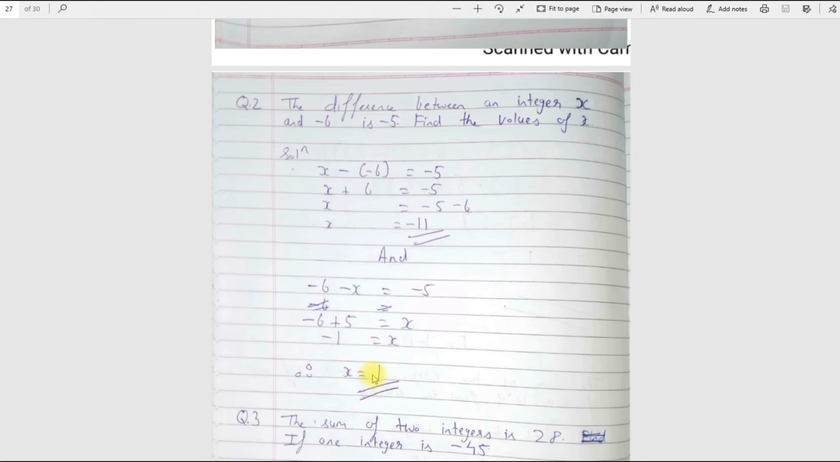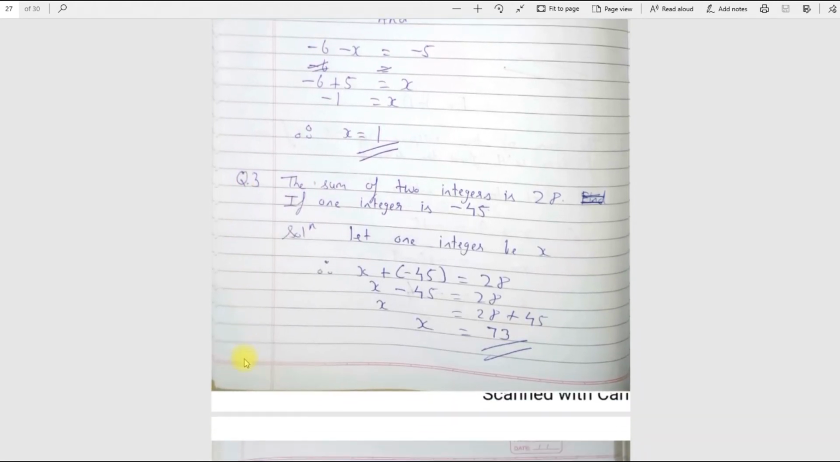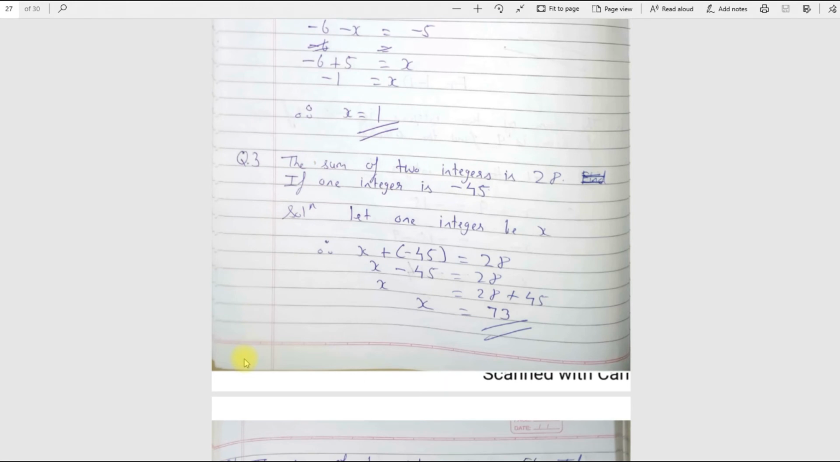Okay, I just made a mistake. I have to write minus 1 over here. That will become minus 1. Keep this in mind. Next, the sum of two integers is 28.